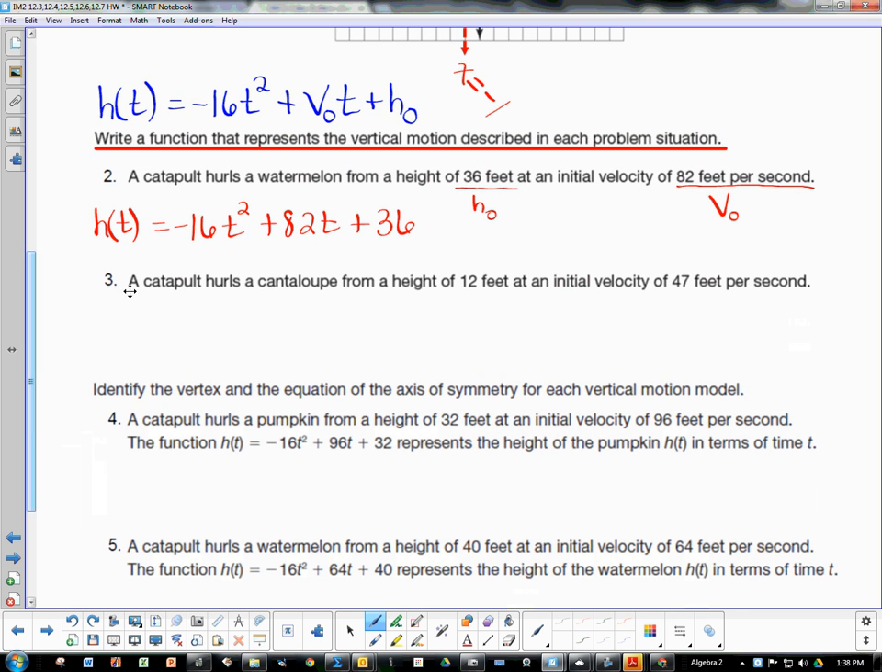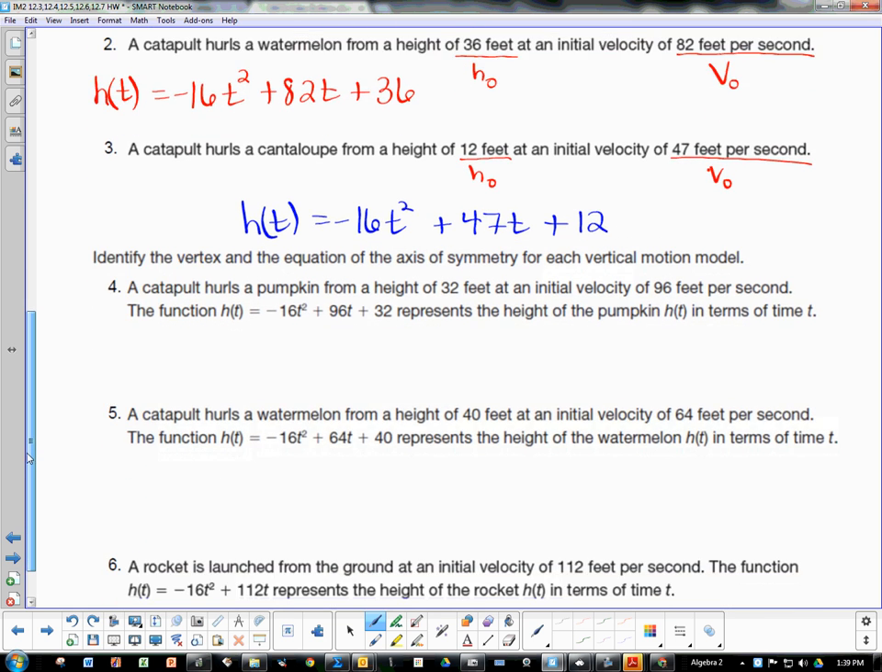Number 3 is asking, a catapult hurls a cantaloupe from a height of 12 feet. All right, so 12 feet is important. At an initial velocity of 47. So the 12 feet will be h sub 0, 47 is v sub 0. So we have h at t is equal to negative 16 t squared plus 47 t plus 12.